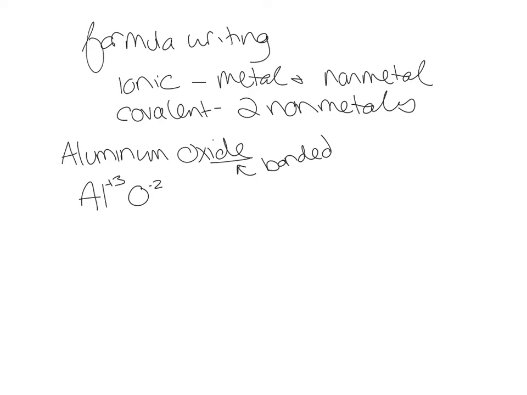Then to write the formula, you take the top number of aluminum, drop the sign, put it here. Take the oxidation state of oxygen, drop the sign, and put it here. And what you end up with is Al2O3. What that basically means is that I need 2 aluminums for every 3 oxygens. That should make sense, okay? Why does that make sense? Because aluminum loses 3 electrons, but each oxygen can only gain 2. So in order to make the whole compound neutral, I have to have 2 aluminums and 3 oxygens, okay?